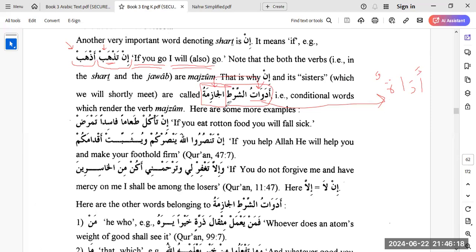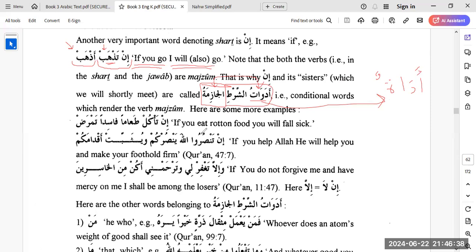There are some that make majzoom, right? So this is one of them. So they're all the sisters. It's a group, right? What they do is they will have their meaning. If it's in, it will mean if, and its sisters will have different meanings. But we'll identify them if the verbs following them in shart and jawab shart both are majzoom.